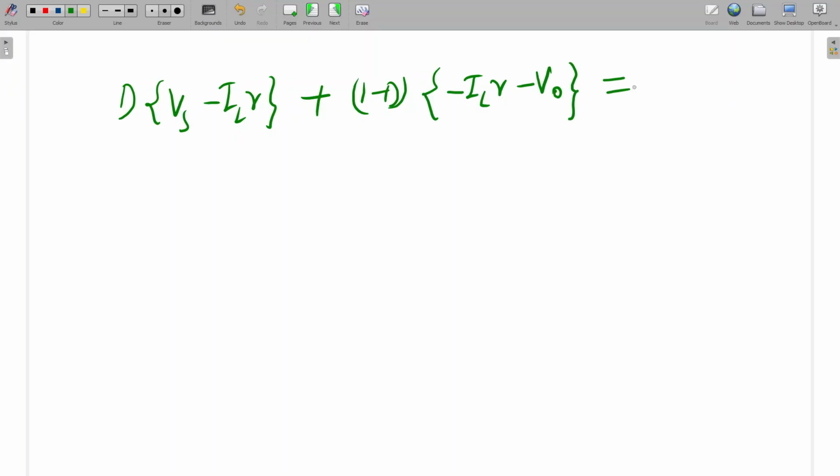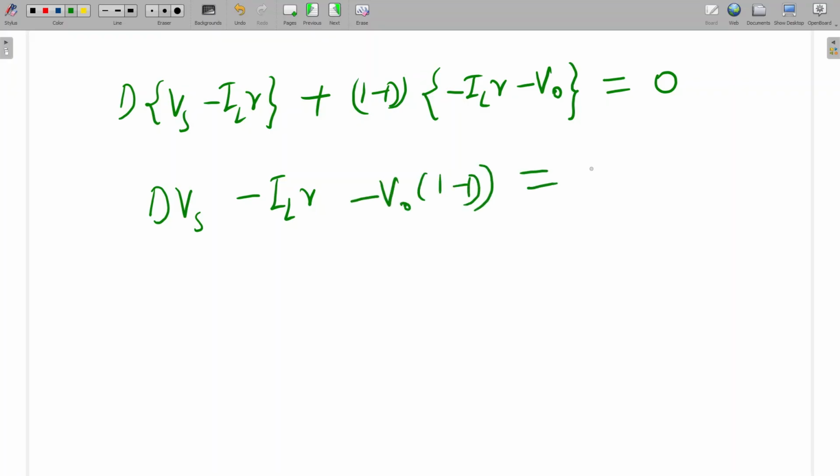So this should be equal to 0. Okay, so here D is common in this term and 1 minus D is common in this term. So we can write it as D Vs minus IL R. Here D is common, and here 1 minus D is common. So the total summation will be (1 minus V naught) into (1 minus D). This should be equal to 0. Is it clear?